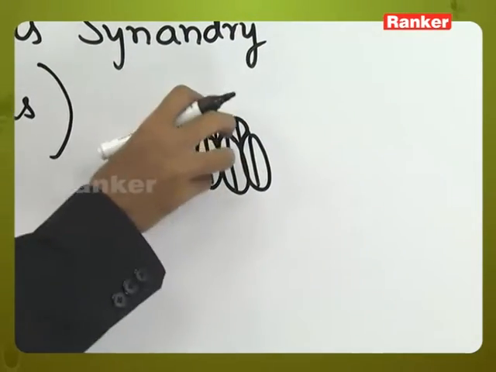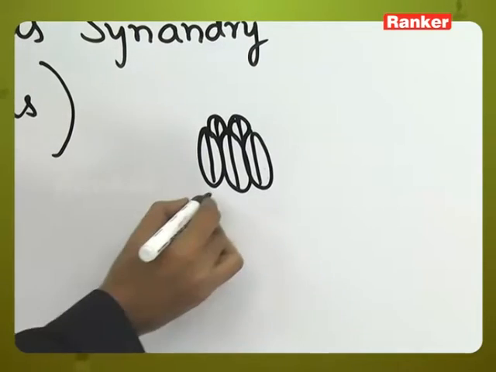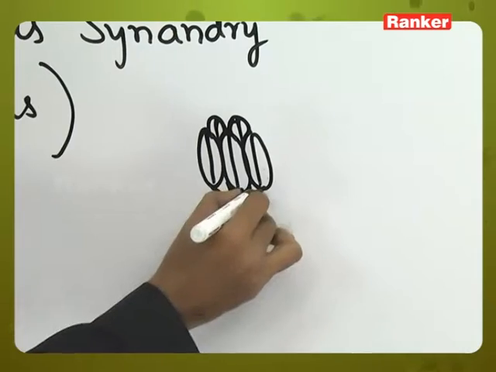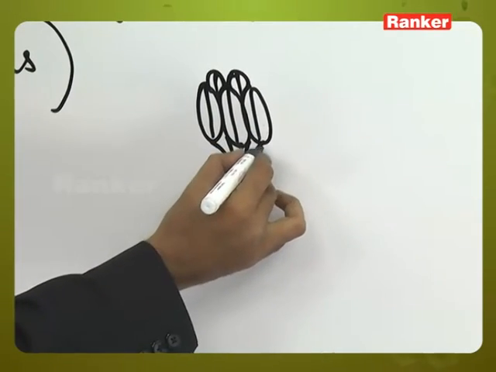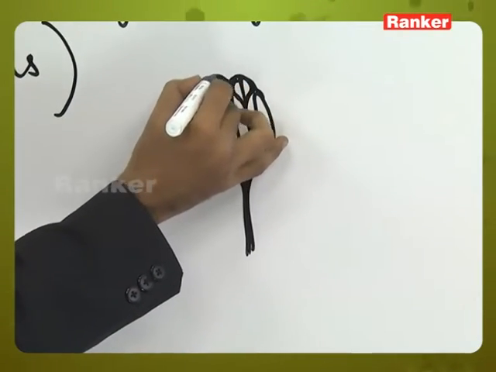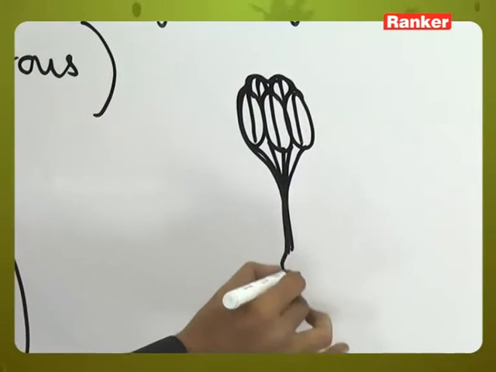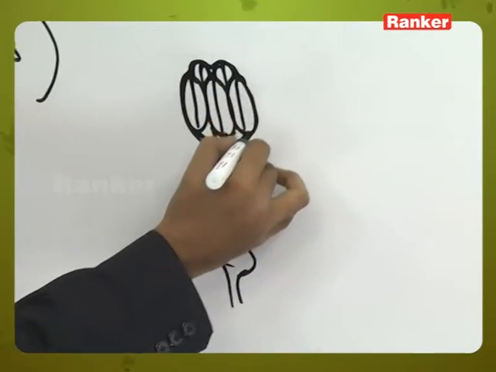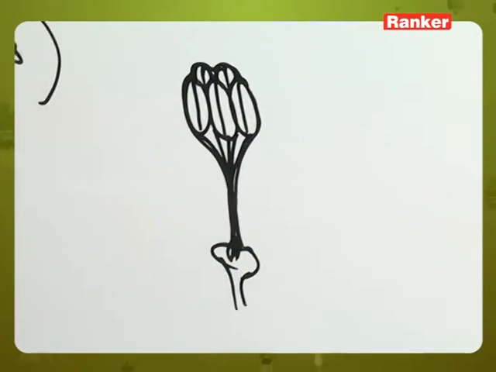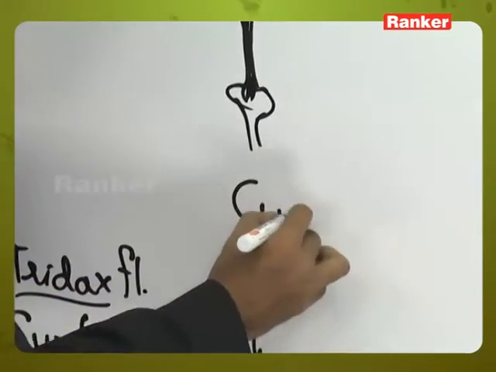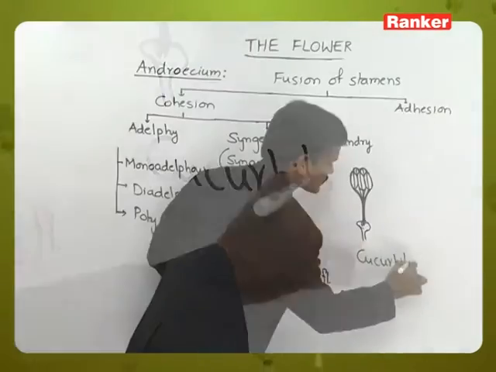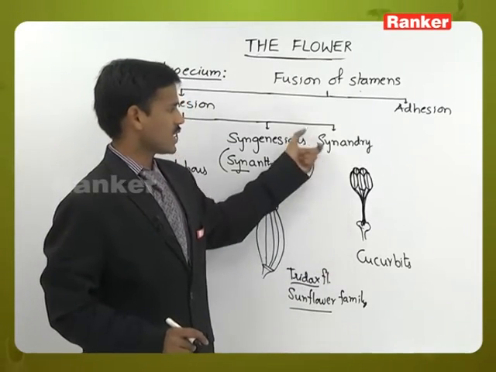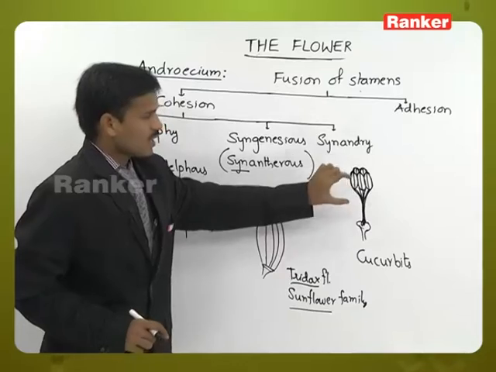Here the five anthers are fused, filaments are also fused. 1, 2, 3. So totally 5 stamens, and also 5 filaments. All are fused. So this condition is synandry condition. It is observed in the cucurbits or Cucurbitaceae family members. Cucumbers or Cucurbitaceae family members. So in synandry, anthers and filaments all are fused.